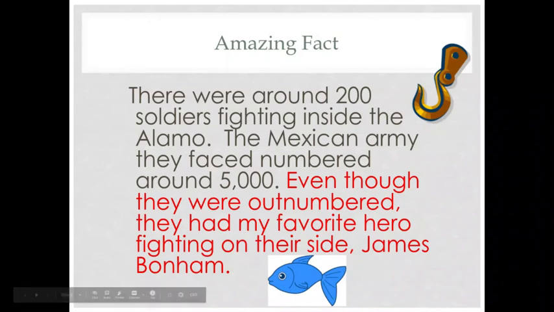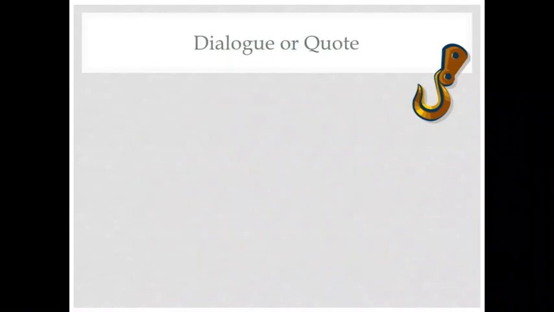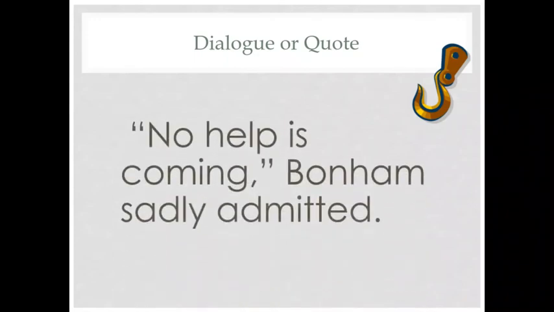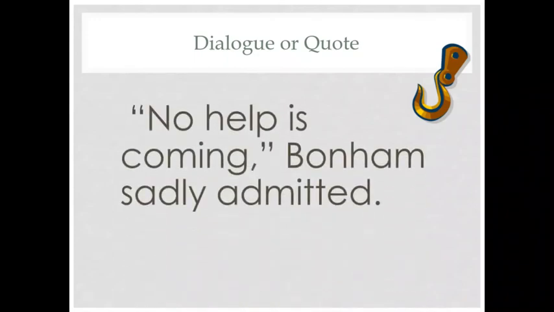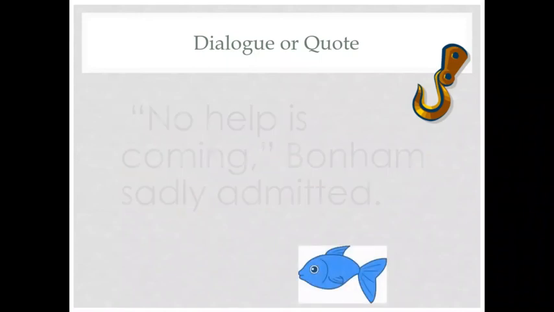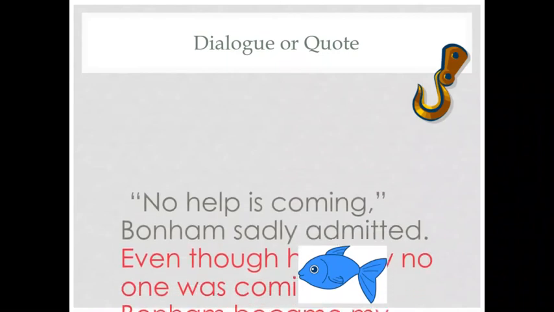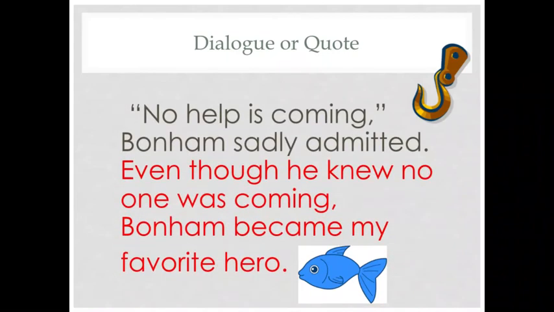All right, another example of a kind of hook is a dialogue or a quote. "No help is coming," Bonham sadly admitted. Again, once you've got your quote, to get the reader's attention, you need to add what your paper is about, and they need to fit together in some way. So here's what I added to show what the paper was about. Even though he knew no one was coming, Bonham became my favorite hero.